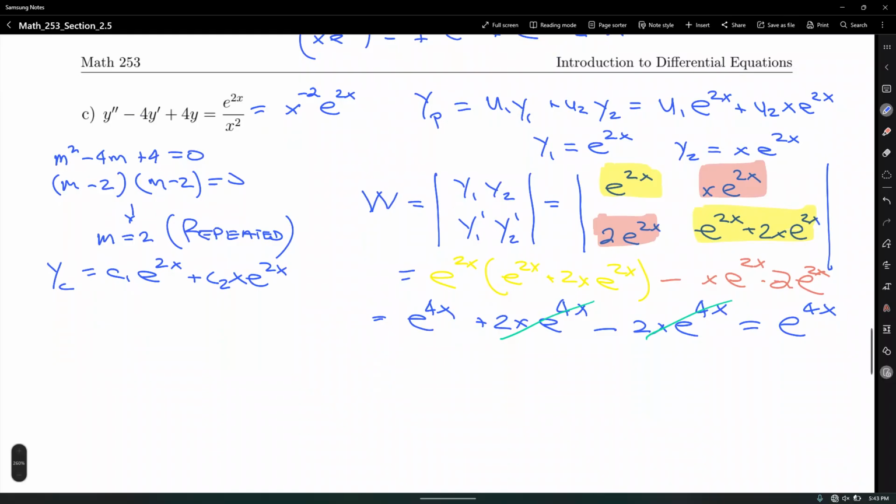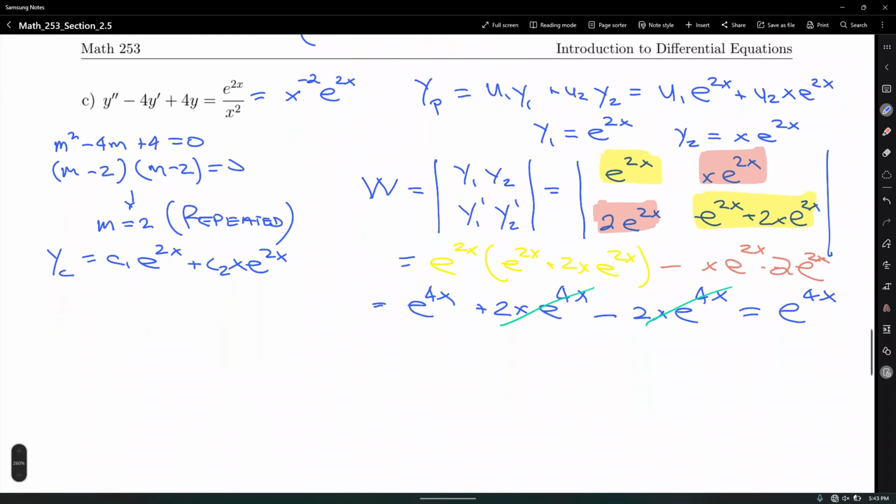So I believe we have everything ready to evaluate the integrals for the u1, u2, which are the particular solution part of the problem. So u1, that's negative the integral of y sub 2 g of x over the humongous Wronskian.